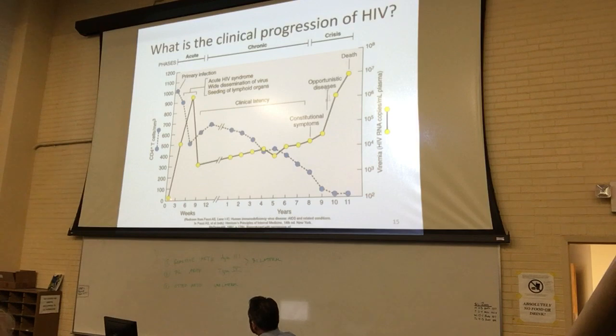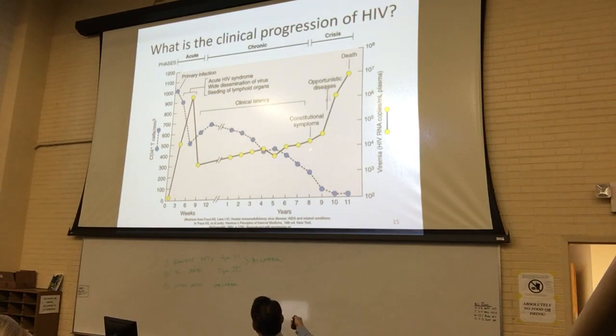The number of copies of the virus jump significantly after about 9 weeks of exposure, then it kind of drops and goes dormant for a long period of time. Who knows how long this could be? It's showing here that it's like 10 years. It could be 6 months, it could be 2 years, it could be 10 years. We don't know why in some patients the clinical latency is so long, and in others it's very short. We just don't know, okay?